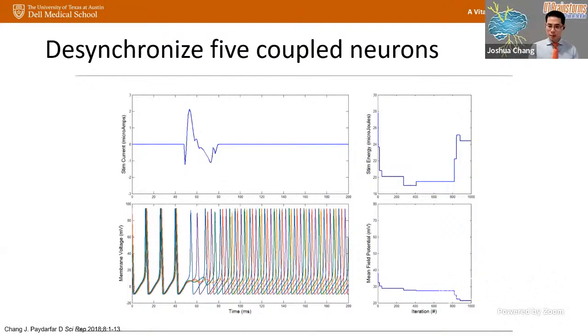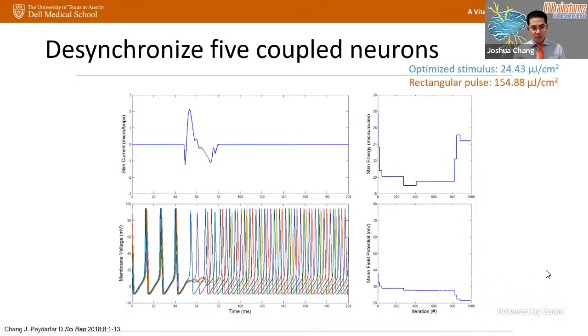And so this is something that, although we're understanding the techniques to do this right now, being able to couple that with what's happening in clinical practice is going to be really exciting. Now, just to give you a little bit of information as well, this optimized waveform here uses a lot less energy than the best rectangular pulse waveform that we found.